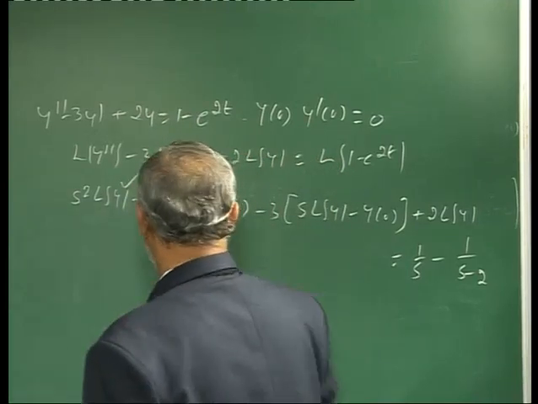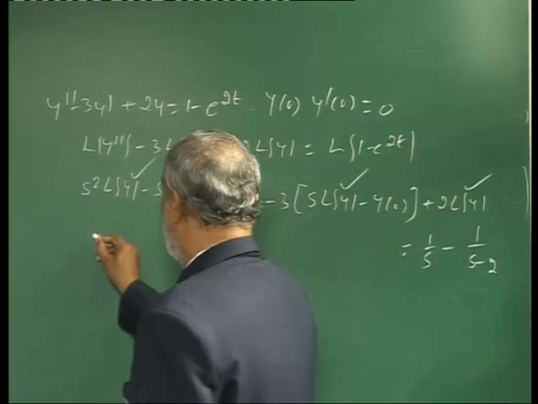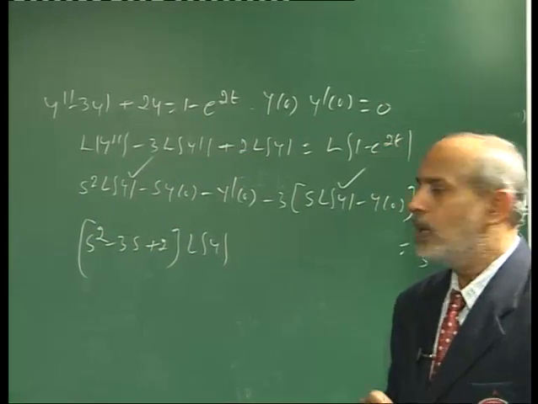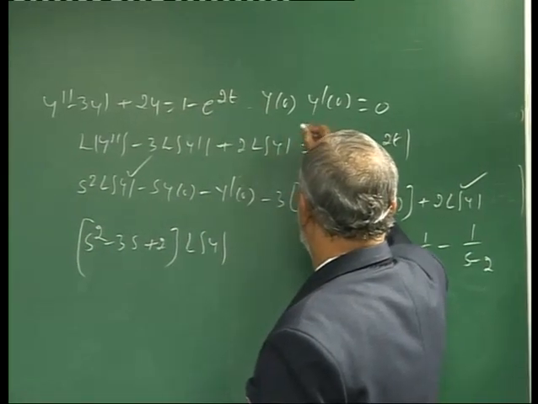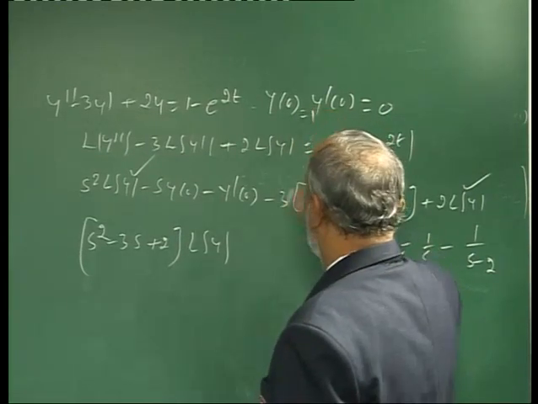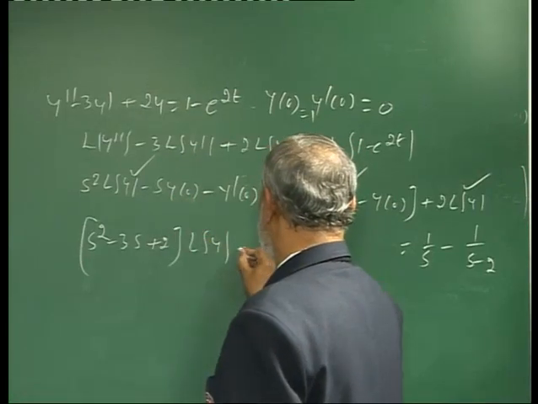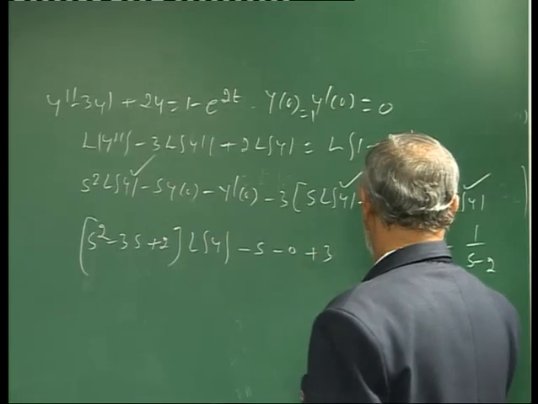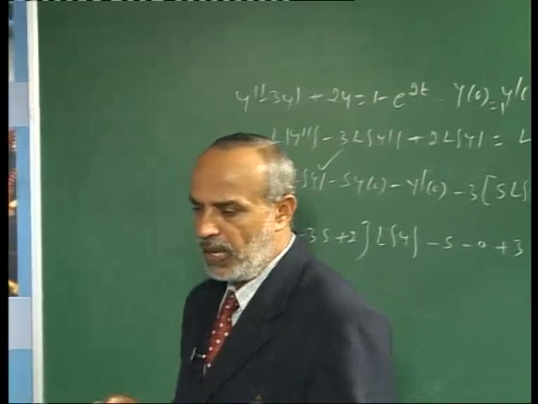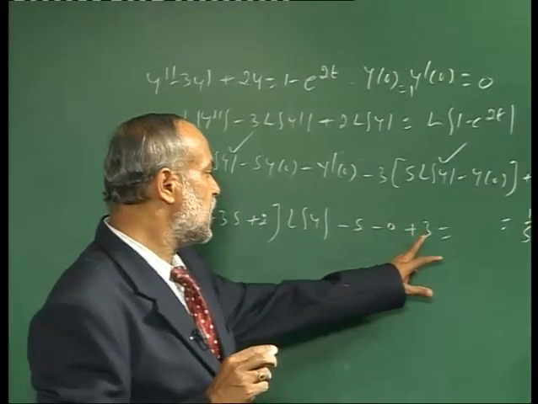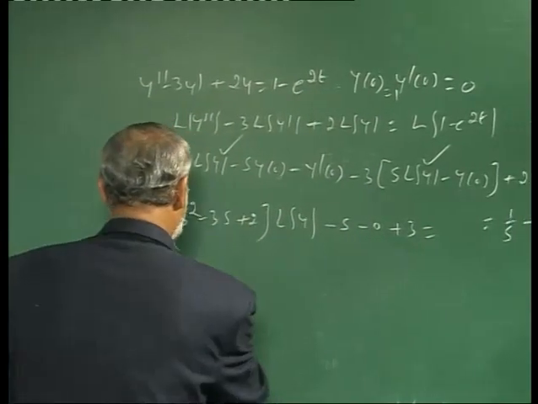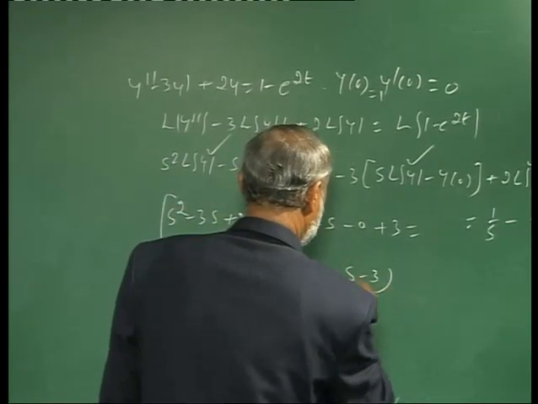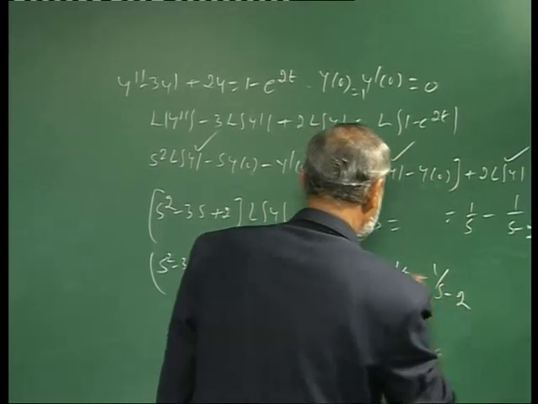Now you can group the terms. This is L of y, here also L of y, here also L of y, you can take common, then S squared minus 3s plus 2 into L of y you can write. Then remaining, use the conditions y dash of 0 equal to 0 and y of 0 equal to 1. Here y of 0 equal to 1 means this is minus s, y dash of 0 is 0. Then here y of 0 is 1, that is minus into minus plus 3, then this is equal to 1 by s minus 1 by s minus 2. Now this is minus s, this is plus 3, can transfer to that side. What do you get? S squared minus 3s plus 2 into L of y is equal to, you can transfer, that is s minus 3 plus 1 by s minus 1 by s minus 2.